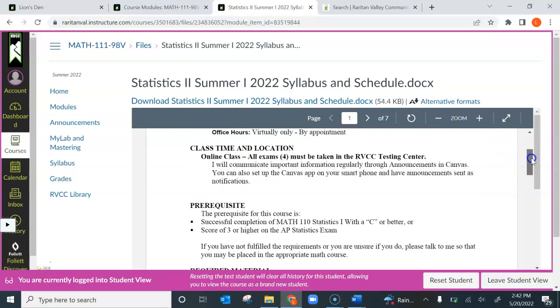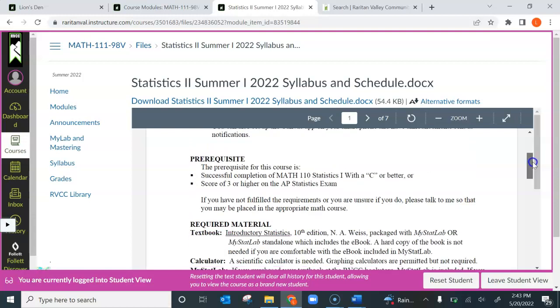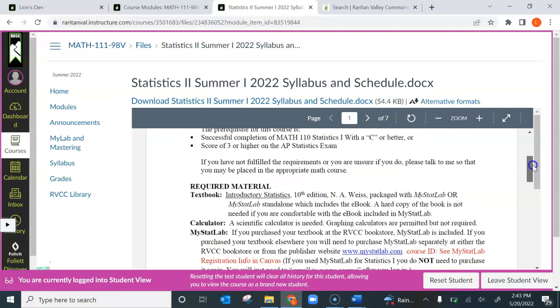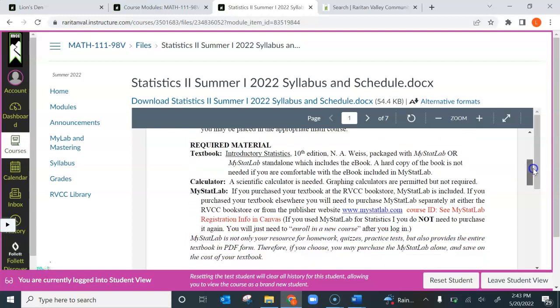Our classes, of course, are on Canvas. The exams at this time, though, and this is a requirement for all math online courses, must be taken in the RVCC Testing Center. I believe I've sent you that information already so that you can make a choice if you're going to remain in the course. So, of course, you will have had to complete Stat 1 with a C or better to take this course or received a 3 or higher on the AP Statistics exam.